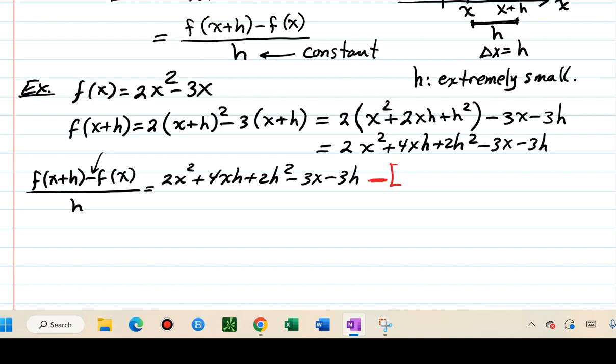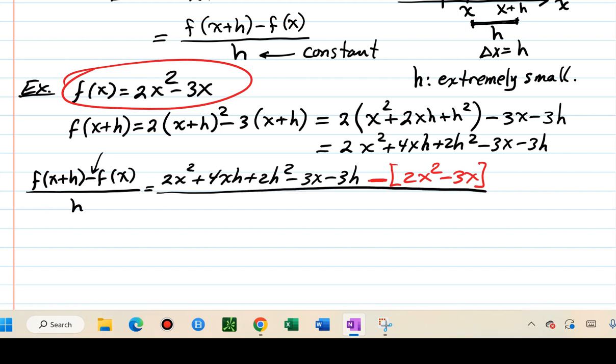We're going to subtract the original function from it. This is the original function: 2x squared minus 3x. Correct? That's the original function. And then we're going to divide all of this by, let me see, let me draw a better line. There. All of that divided by h.